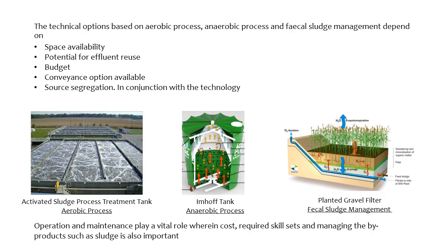The technical options based on aerobic process, anaerobic process, and fecal sludge management depend on space availability, potential for effluent reuse, budget, conveyance option available, and source segregation. Operation and maintenance play a vital role, wherein cost, required skill sets, and managing the byproducts such as sludge are also important. The images shown are the various treatment technologies for different options based on technical, social, and environmental factors.